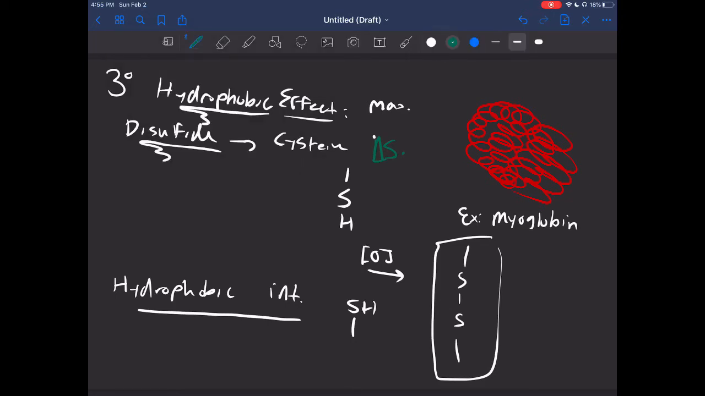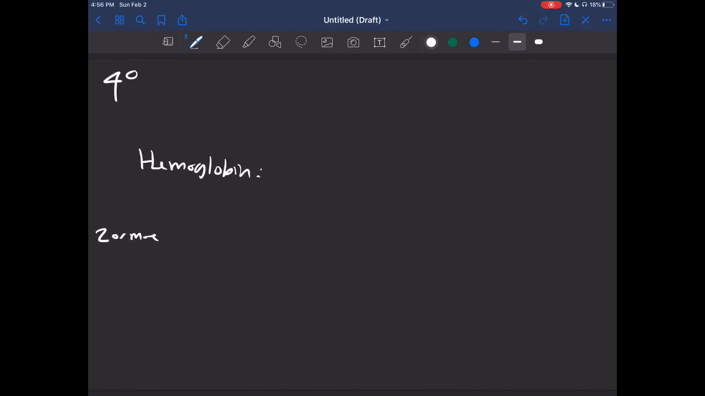A huge example that has tertiary structure, well, all proteins have tertiary structure, but in particular myoglobin, which if you didn't know, is a protein in your tissues responsible for storage of oxygen. But that's the overview of tertiary structure. So let's get into quaternary structure. Quaternary structure is interactions between two or more polypeptides. This is like when you have the tertiary structure of one protein and the tertiary structure of another, and they come together to form that quaternary structure.